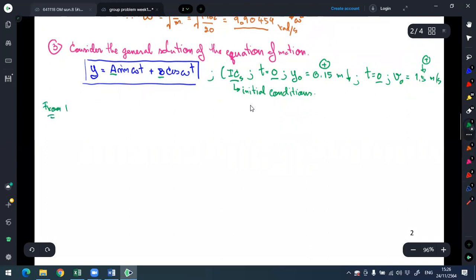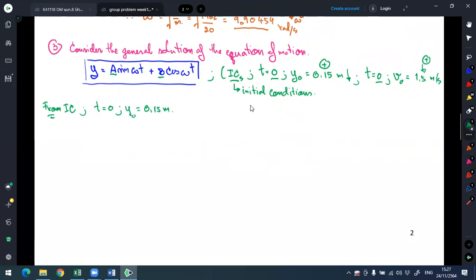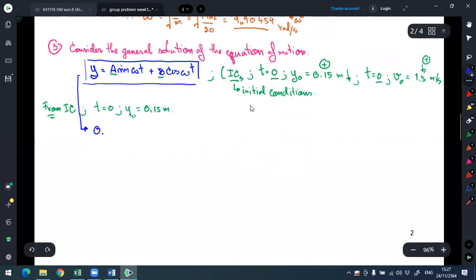From the first condition, that is when time equals 0, y equals 0.15. So what does it mean? It means that if we apply this equation, substitute time equal to 0, then y is equal to 0.15.